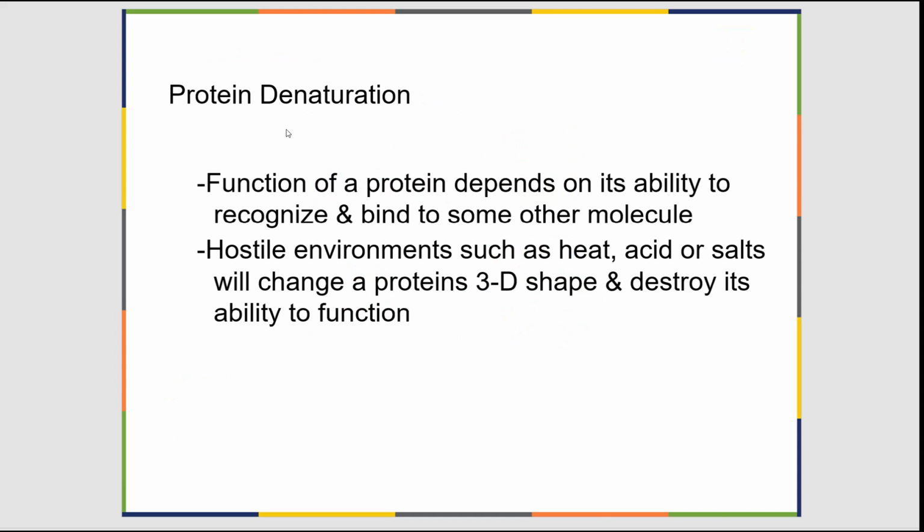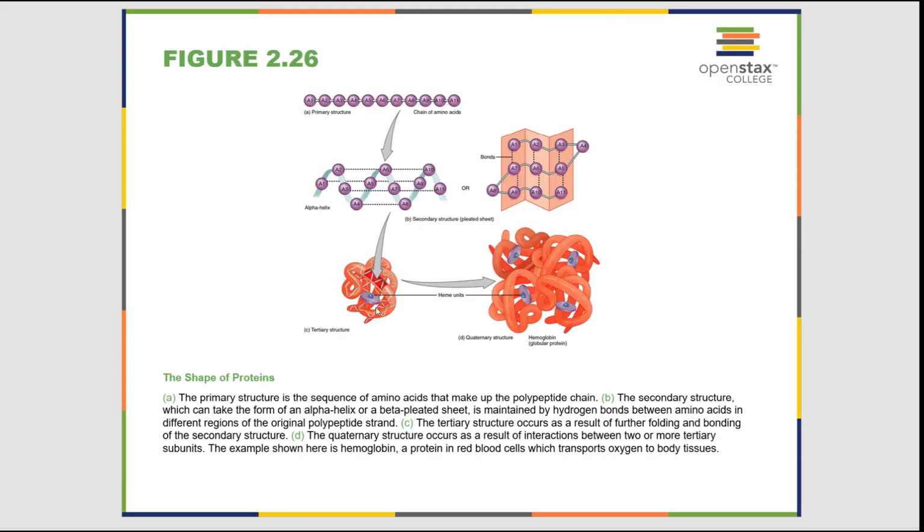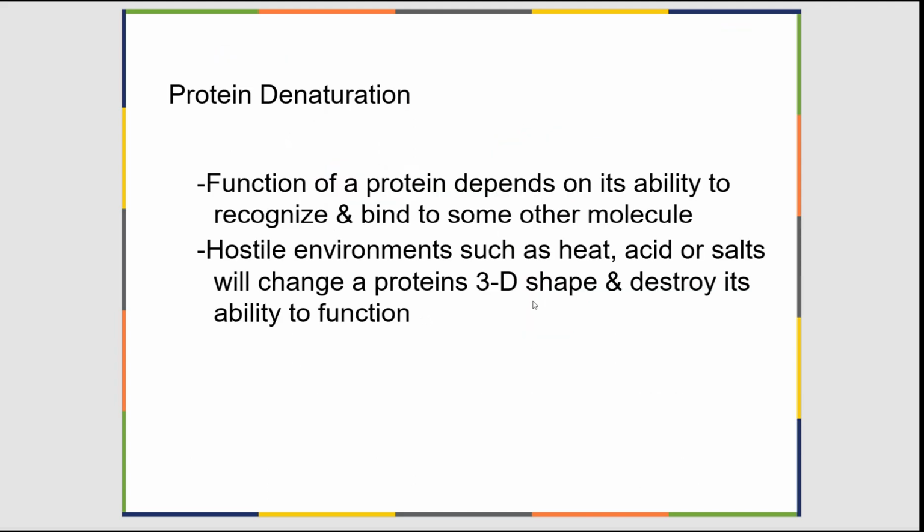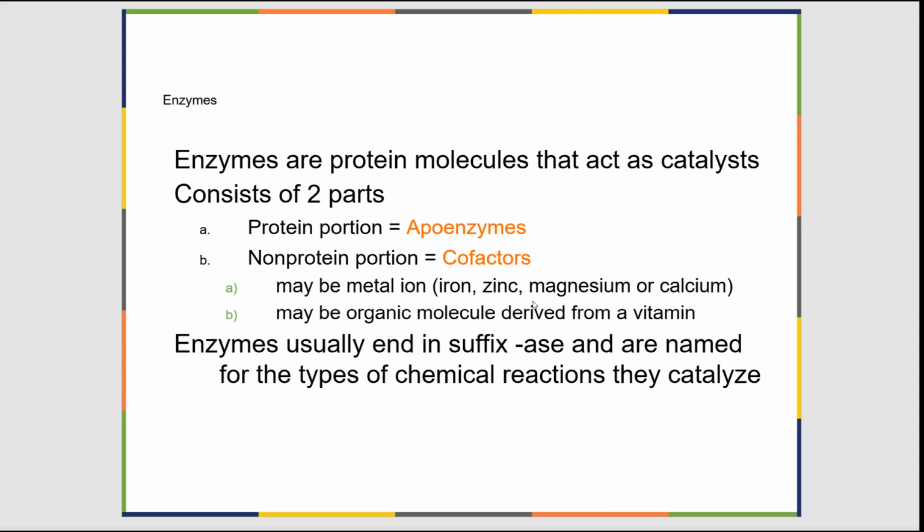Okay, protein denaturation. So we talked about how to build proteins. Now we're going to talk about how to take them apart. Okay, so the function of a protein depends on its ability to recognize and bind to some other molecule. Some hostile environments, such as heat, acids, or salts, will change the 3D shape and destroy its ability to function. So when we denature a protein, we are going to make it fall out of this tertiary and quaternary shape. Okay, so when it can no longer be in its pretty designed shape, it's called denaturation.